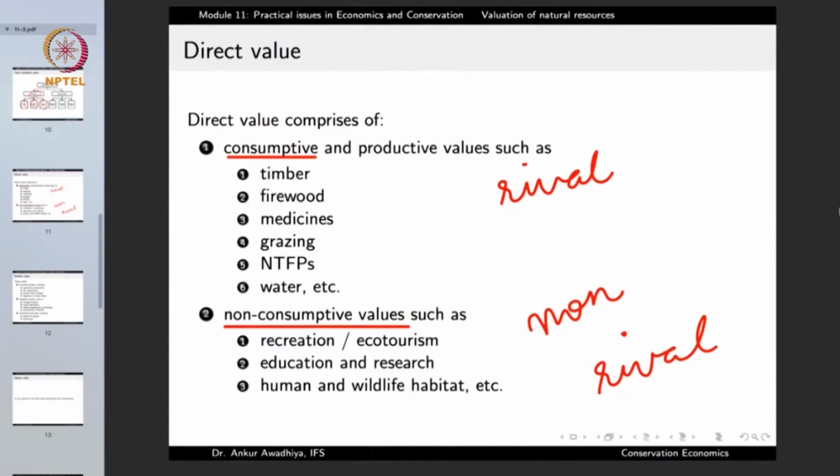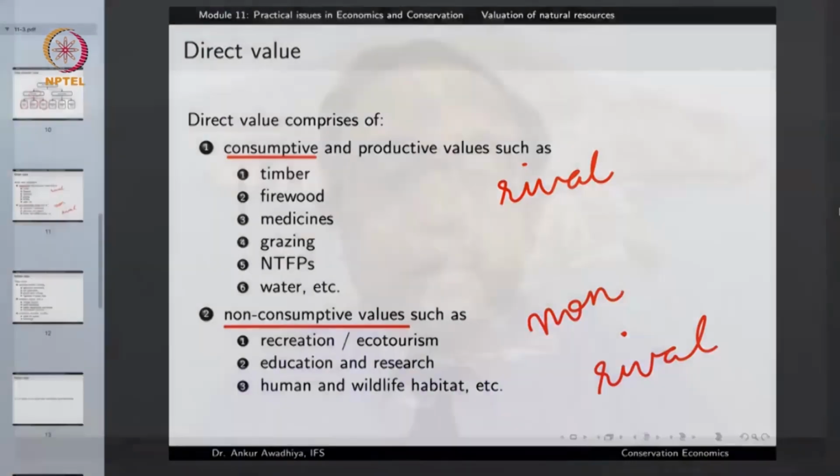Consumptive values are timber, firewood, medicines or medicinal plants, grazing, because even in the case of grazing, the forests have a fixed capacity to accommodate the animals. So if I bring in more animals, then for a sustainable use, you can bring in fewer animals. Because if I bring more animals, you also bring more animals, in that case, the resource will be gone. And so when we talk about grazing, it is also consumptive use because we are consuming the resources in such a manner that if I use more, then less is available for you to use.